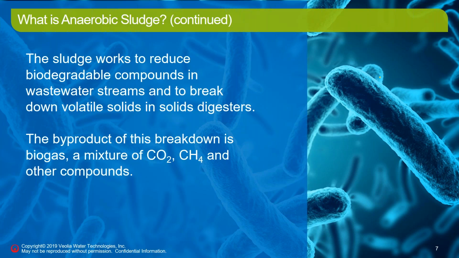And what can those other compounds be? Well, they can be new sludge, or they could be something like hydrogen sulfide, because there's also anaerobic bacteria in this conglomerate that will reduce sulfate compounds into hydrogen sulfide, which is that yucky rotten egg smell that everybody complains about with anaerobic digesters.